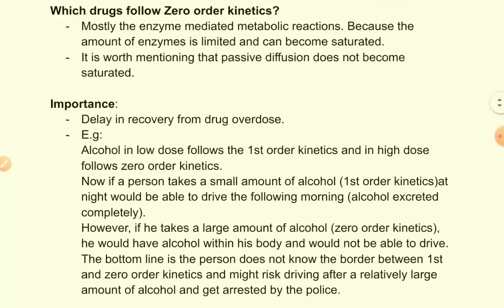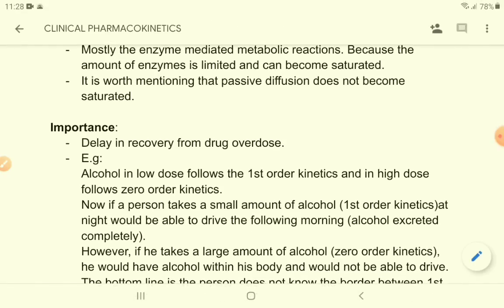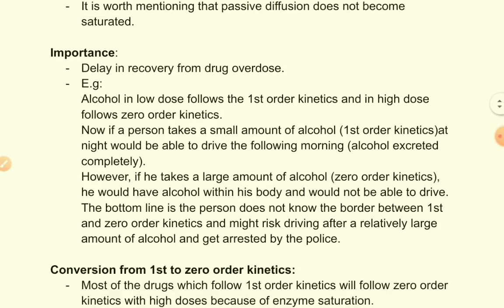Now, what is the importance of zero order kinetics? The importance is delay in recovery from drug overdose. If you have given a drug which follows zero order kinetics, or you have given a very large dose of a drug that will follow zero order kinetics, then the total elimination time will be very long, right? So there is delay in recovery from drug overdose. For example, alcohol in low dose follows first order kinetics, and in high dose follows zero order kinetics.